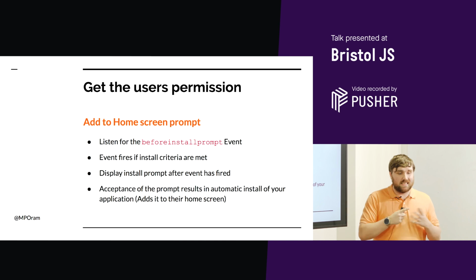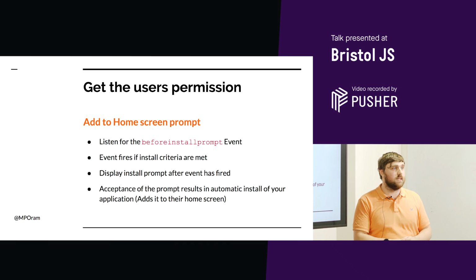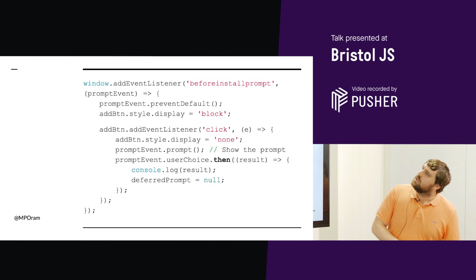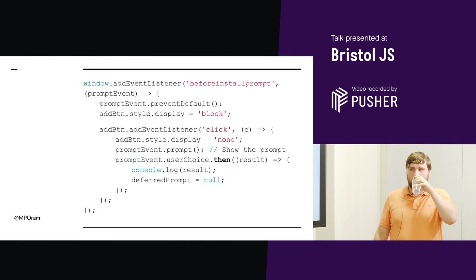Once they accept the prompt, then it will just install in the background. There's no downloading, installing bar. It just does it behind the scenes. You don't have to watch it. So the code for this would look something like this. I'm just going to give you a minute to read through. I assume everybody here knows JavaScript.